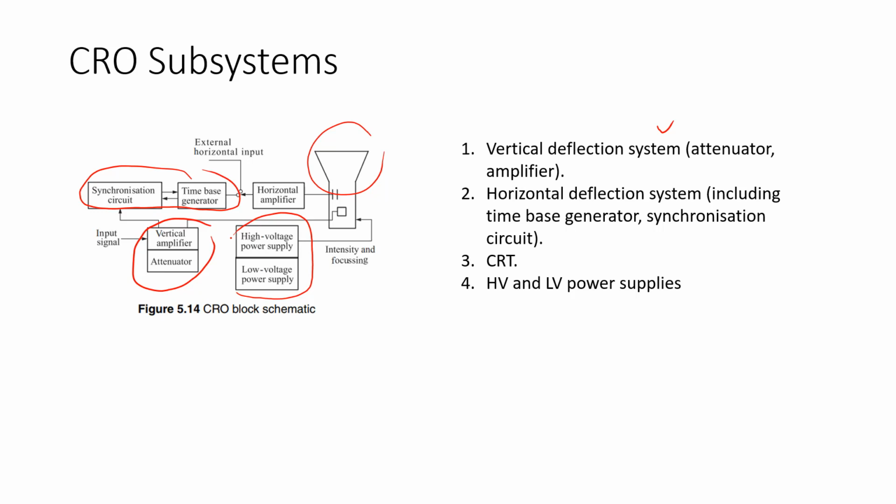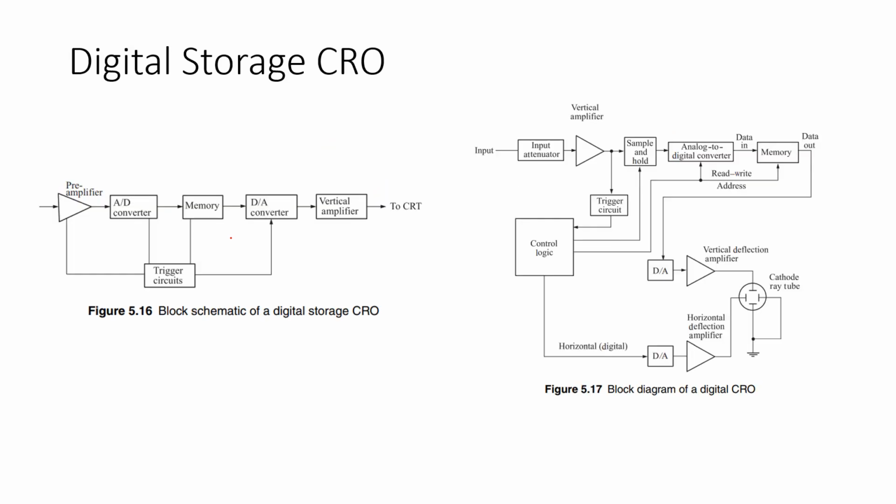The explanation of the CRO subsystem is similar to the conventional oscilloscope that we already discussed in the previous week. Then this is the digital storage CRO. We have a preamplifier here, and then we have the analog to digital converter. We have a trigger circuit here to trigger the analog to digital converter and also the memory. And then we have the digital to analog converter, and then the vertical amplifier to display in the CRO. And the detailed block diagram of the CRO you can see in figure 5.7.